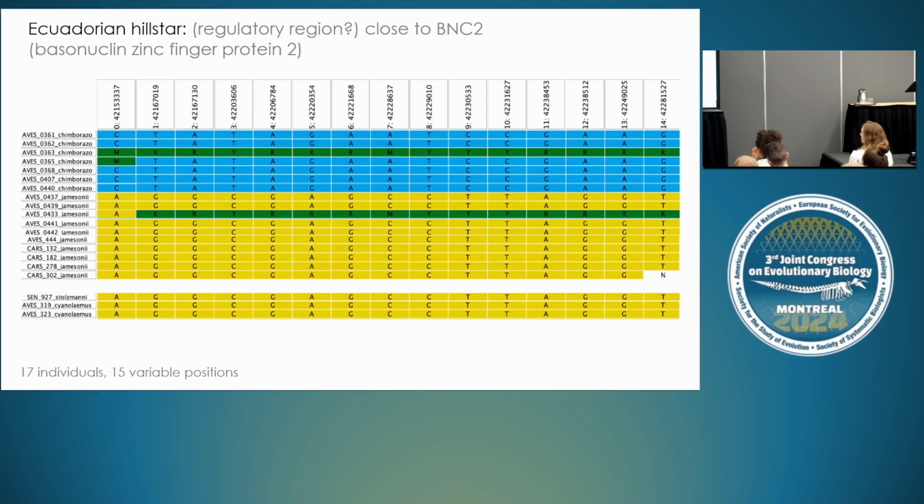Okay, there are a few exceptions. There is one Chimborazo that is heterozygous. There is one Jamesoni that also has heterozygosity. But I think we're on the right path. Maybe there is some epistasis going on there with another gene that we don't know of. But I think we're doing things right. Leo is doing things right.